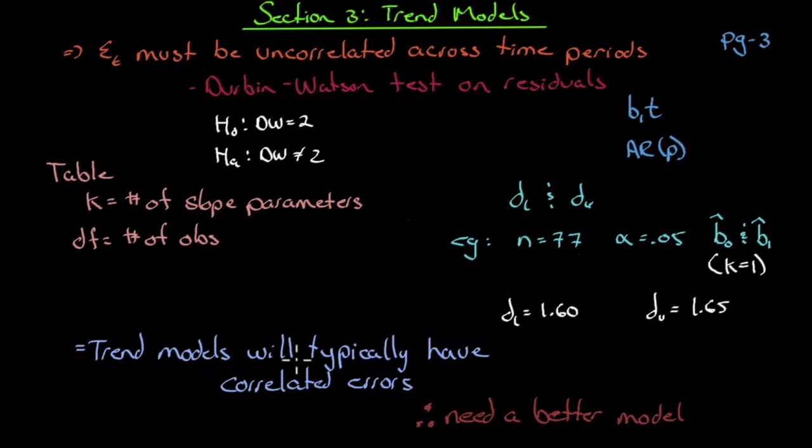Trend models will typically have correlated errors. So if you did a linear model and you then went to a log linear model, you may be able to clear that up. But if it doesn't clear that up, that's as far as you can go. You must move into the autoregressive models. Typically, that's what you'll end up doing. So if we end with correlated errors after taking the natural log of whatever value we're looking at, we still have correlated errors. We got to move on to a better model. Let's have a look at how we read the table for the DW statistic.